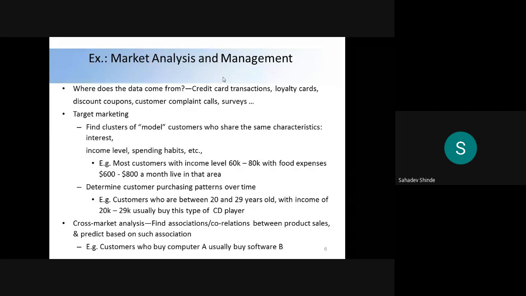Okay, if there are people with a good salary, only they are going to buy your car here. Suppose they have a very low salary, 10K or 20K, then they are not going to buy your car here. Okay, these are the kinds of customers we need to find out. So this is called target marketing here.